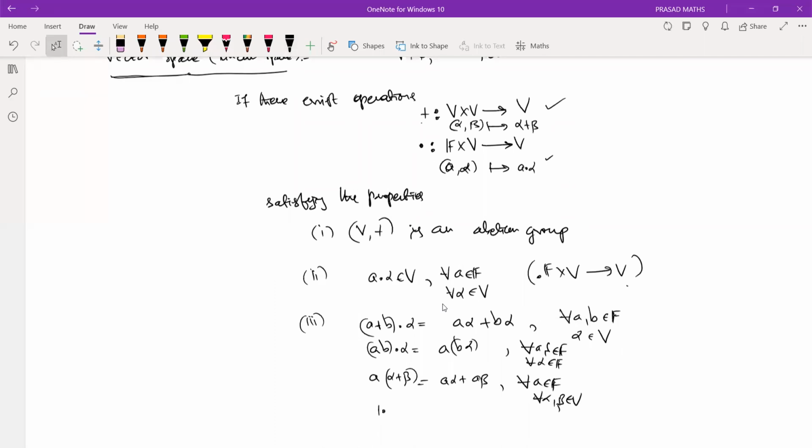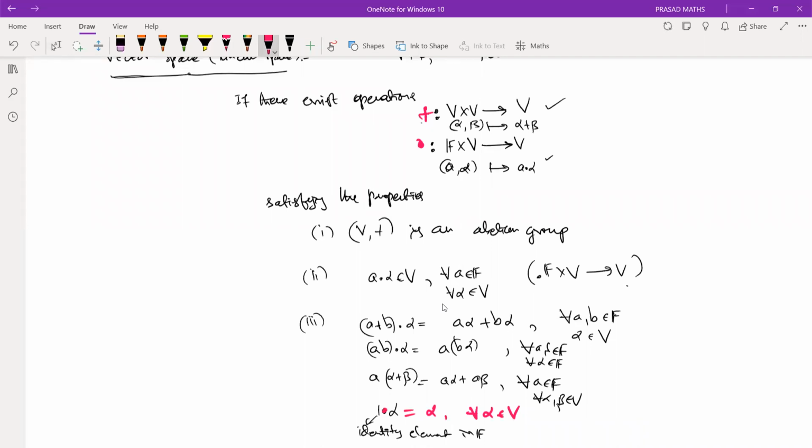Next, the last one: 1 into alpha, where 1 is the identity element in F. What is F? F is a field. So 1 into alpha, this operation is the scalar multiplication, not the other operation. 1 dot alpha is equal to alpha for any alpha belonging to V.